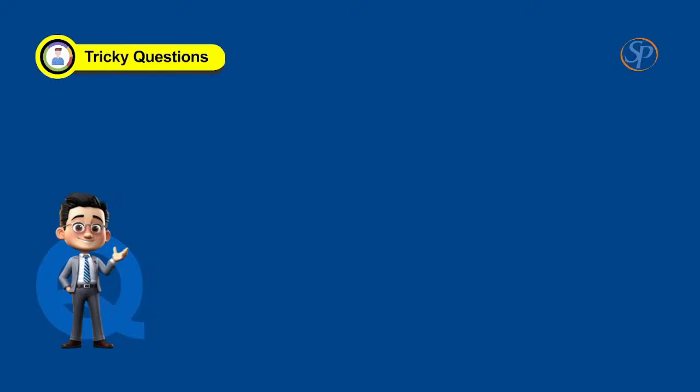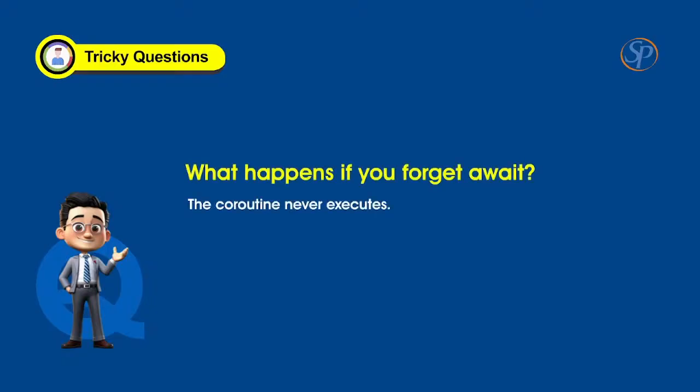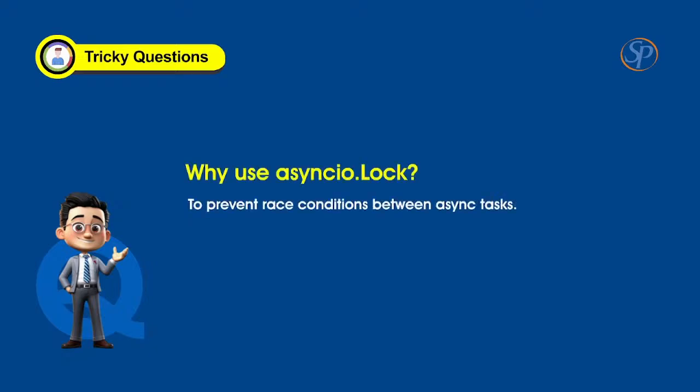Few tricky questions. Why does time.sleep break async? It blocks the event loop. What happens if you forget await? The coroutine never executes. Why use asyncio.Lock? To prevent race conditions between async tasks. Why use asyncio.Semaphore? To limit concurrent operations like API calls.